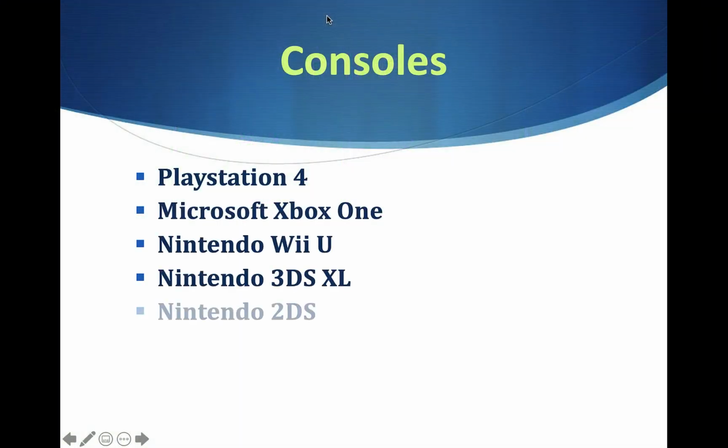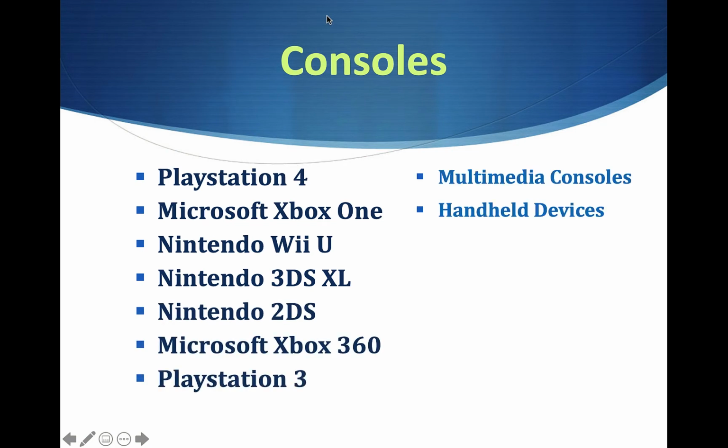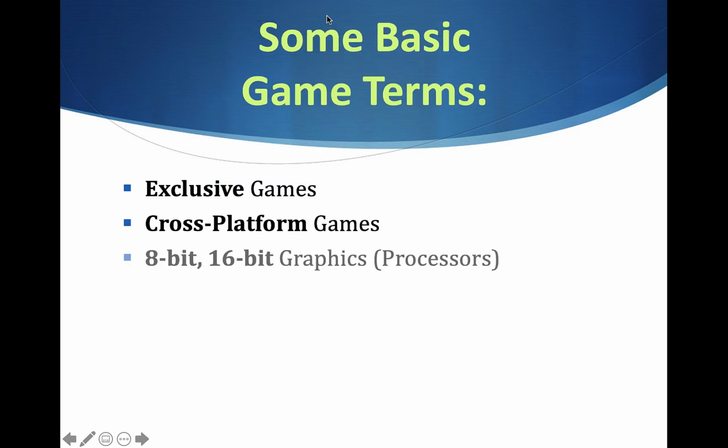Now, here's a little overview of some different consoles, everything from multimedia to handheld devices we have in here and different histories of it. Some of them work together. Some of them have games which only work on those specific consoles. Some basic terms: exclusive games, which means they're only on that console. Cross-platform, which means they could be on both consoles. The graphics, the processors, that's talking about the speed, not just the colors in terms of video processing.